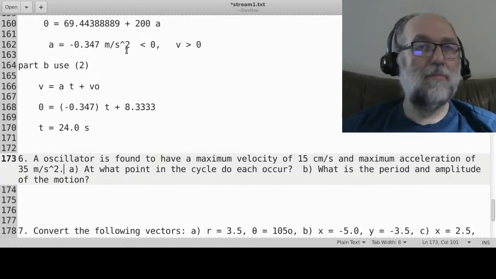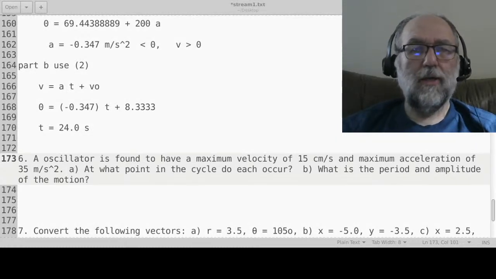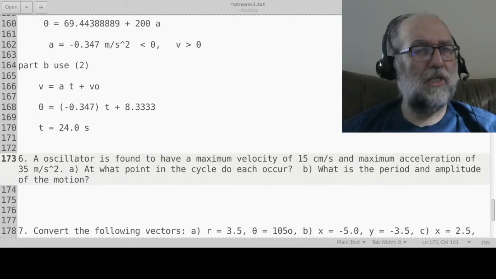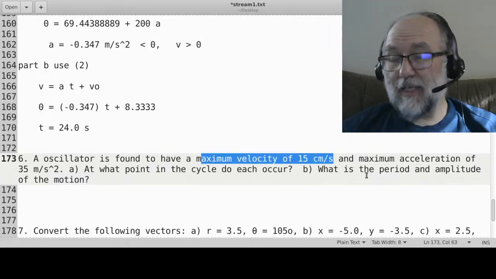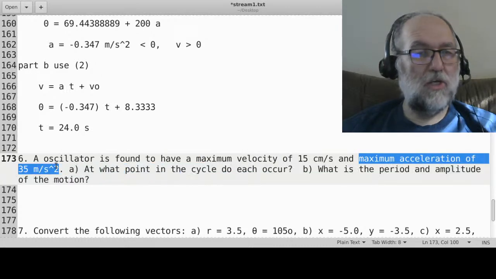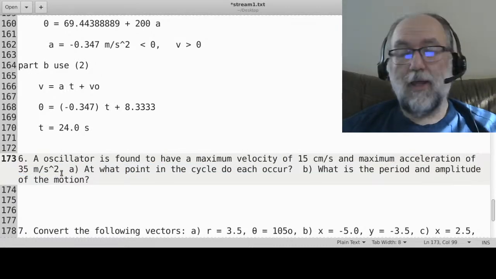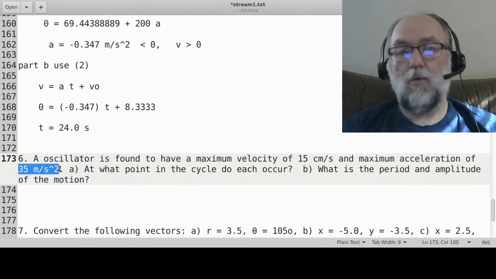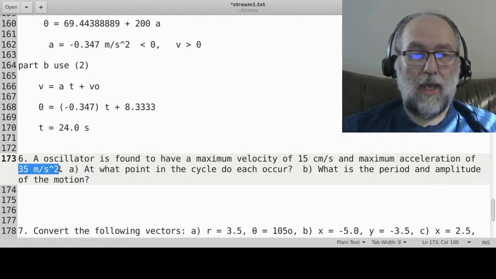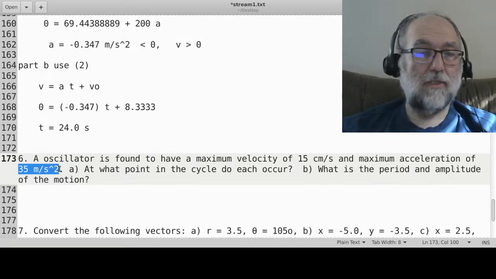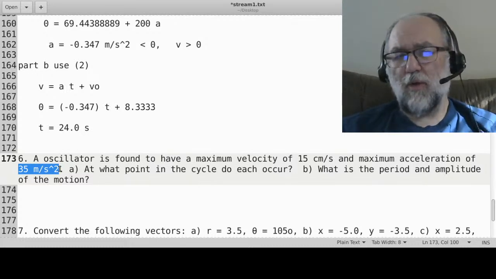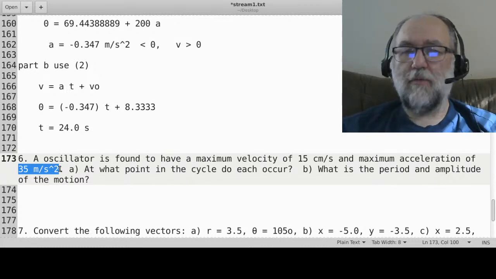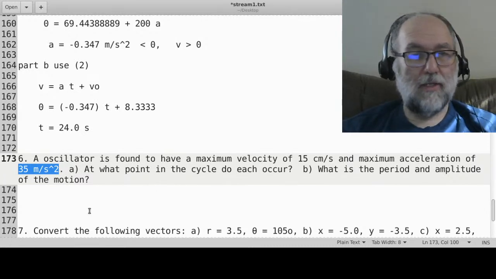Okay, this is similar to the assignment problem. Some people had problems with it, so I'm going to go through it. The numbers are different, but it's roughly the same procedure. And so I give you the maximum velocity as 15 centimeters per second, and the maximum acceleration of 35 meters per second. By the way, a minute ago I said, is this big or small? What would you compare your acceleration to? If you compare it to g, which is 10 meters per second squared, the acceleration due to gravity is 10, and this is 35. So this is like 3.5 times the acceleration due to gravity. This is a pretty big acceleration.